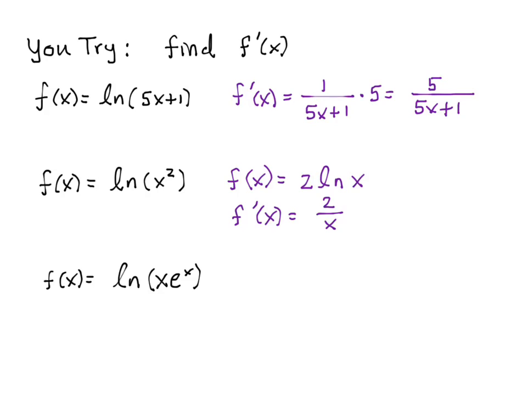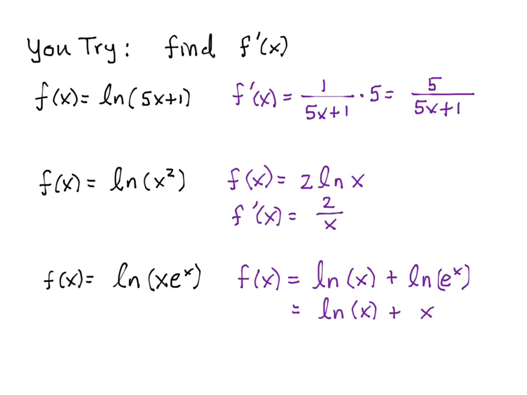So this last one's a little bit bigger, a little bit more complicated. So actually, what we can do here to avoid ultimately doing the product rule is we'll separate this out into two statements where we have the natural log of x plus the natural log of e to the x. Now this is the inverse of a function, and so the natural log of e to the x is going to be equal to x, and so our function really just amounts to the log of x plus x. And so taking the derivative of that then is 1 over x plus 1.